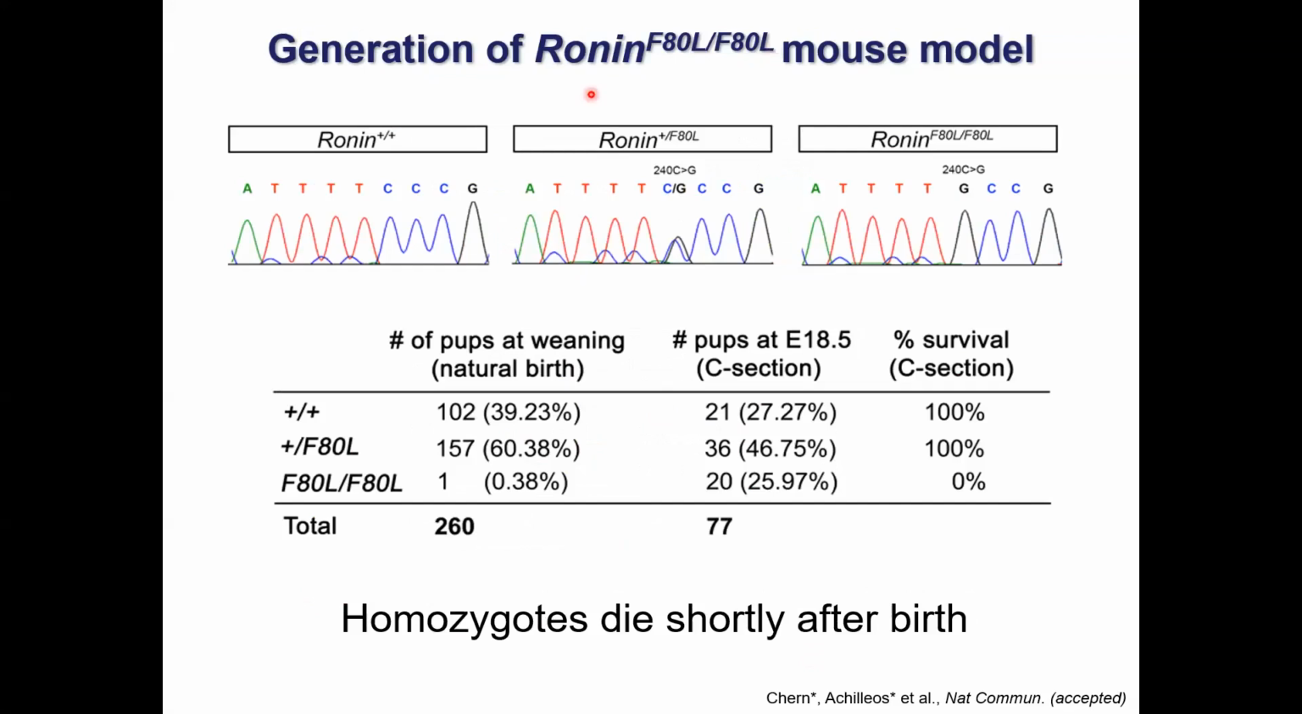Then we made the second mouse model for the other gene that had a mutation causing cobalamin deficiency disorder, Ronin. Again, we used CRISPR-Cas9 technology to make this point mutation. It's a single nucleotide substitution. These details don't really matter. These homozygous mice, meaning that they carry the mutation in both copies of the gene, die shortly after birth. I'll be talking mostly about this mouse model to keep it a little bit simple.